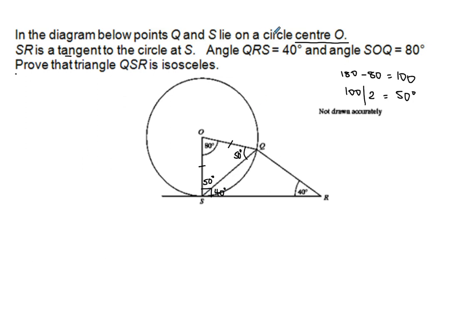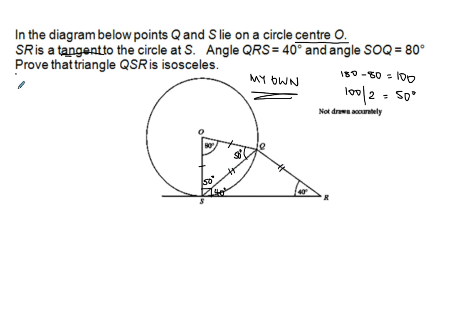So can you see I've hardly read the question and I've already started marking on the diagram. So I've made the diagram my own because that's where they set the questions from. So you've got to reclaim this diagram as your own. SR is a tangent to the circle. Yes, we got that. Angle QRS is 40 and angle SOQ is 80. Prove that triangle QSR is isosceles. Can you see we've already proved it? So we've proved that that's isosceles.